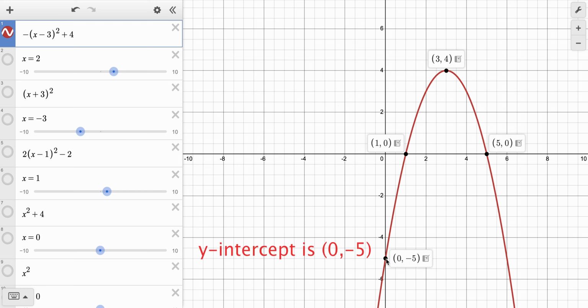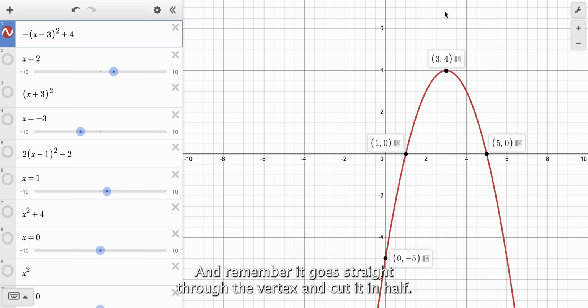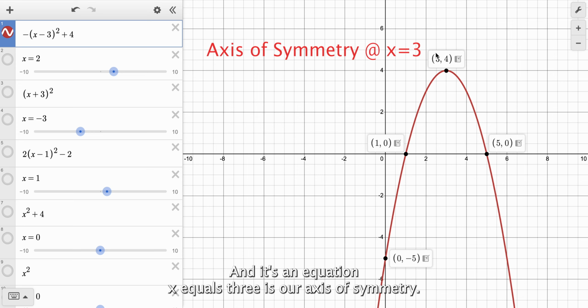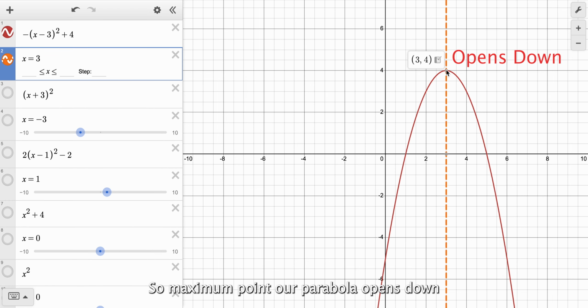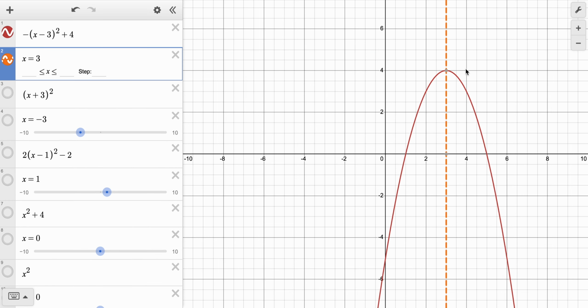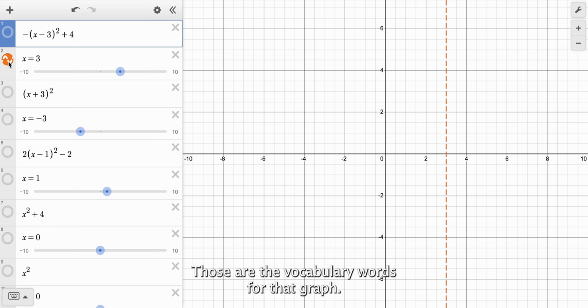-5. And the other piece of vocabulary is our axis of symmetry. And remember, it goes straight through the vertex and cuts it in half. And it's an equation. x equals 3 is our axis of symmetry. So maximum point, our parabola opens down, vertex, zeros. Those are the vocabulary words for that graph.